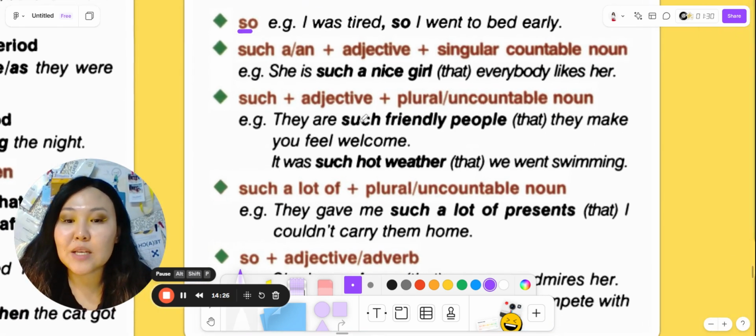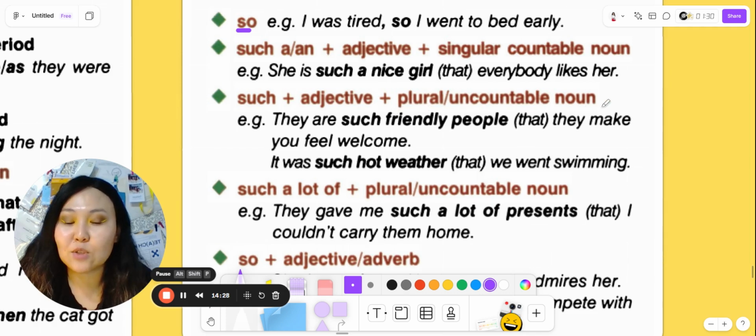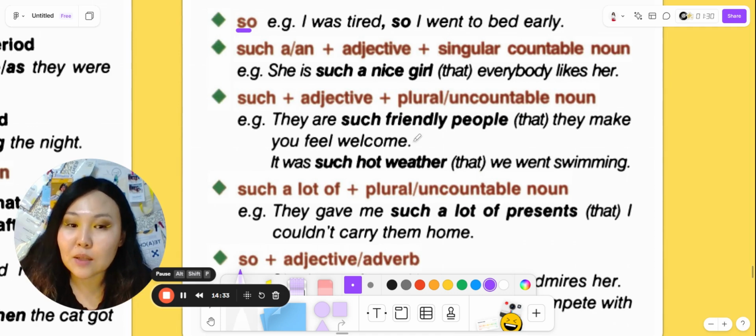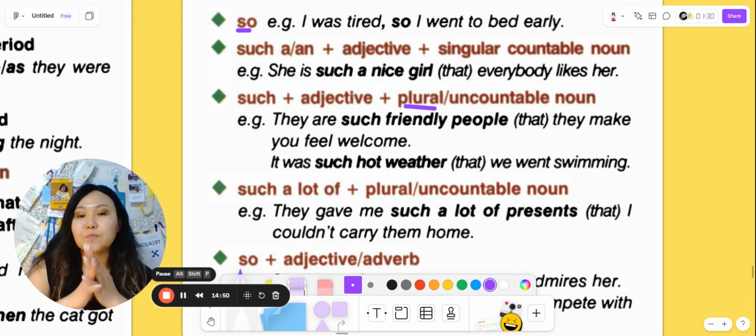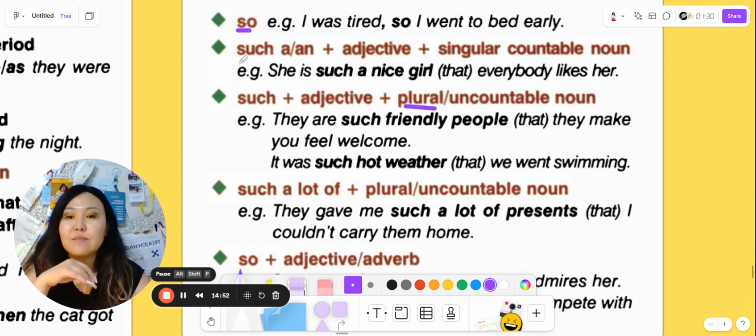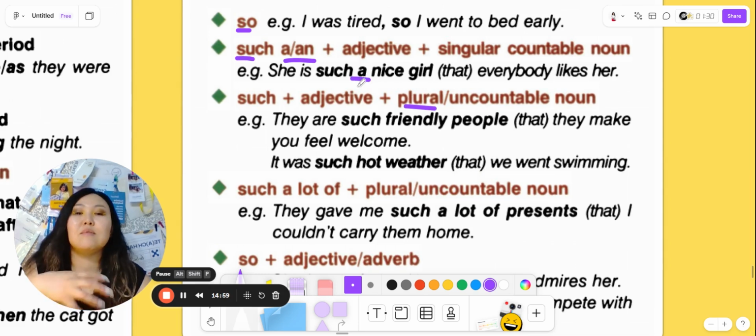Next one, such plus adjective plus plural or uncountable noun. They are such friendly people that they make you feel welcome. Or it was such hot weather that we went swimming. Actually, this is really good to remember too, because when you use such a plus adjective plus singular countable noun, you need to remember this article.